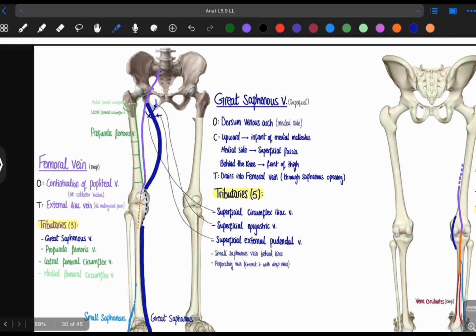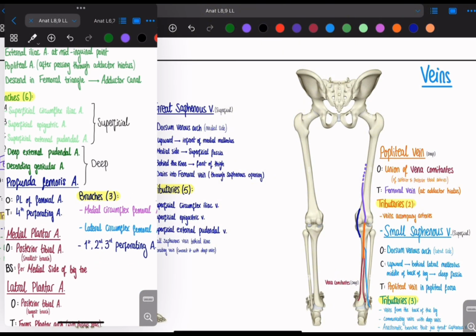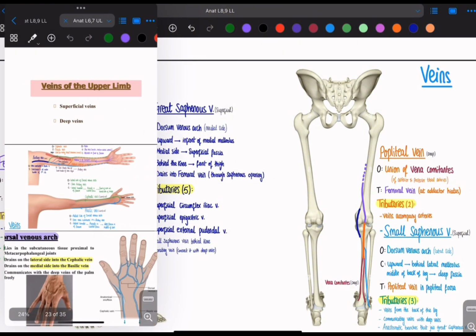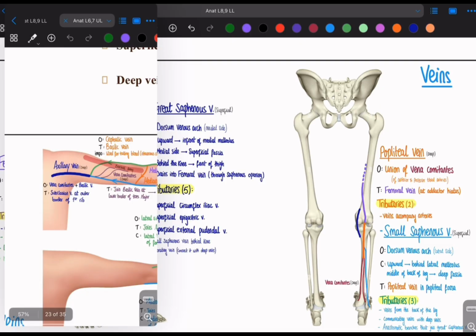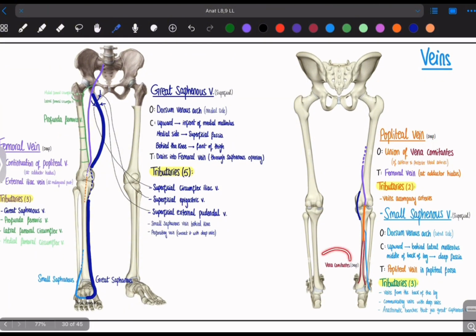The last thing we need to know for the veins is which veins are superficial and which veins are deep. Remember in the upper limb we said all the veins are superficial except for 2, which are the axillary vein and the vena comitans. Here we have the opposite. All the veins are deep. The popliteal vein is deep. The vena comitans are deep. The femoral vein is deep. All of them are deep except for the saphenous. So remember saphenous, which are great saphenous and small saphenous. So superficial means saphenous. Superficial veins are saphenous, which are great and small saphenous.